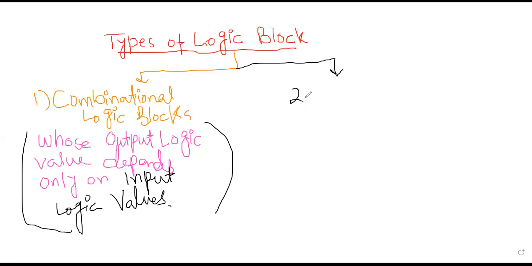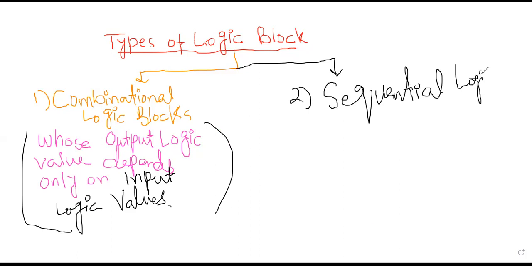Then the second is sequential logic blocks. Sequential logic blocks depend on the input and the state value. In sequential logic, the output depends on two parameters: first my input value, and second the state of the block. So what does state mean?